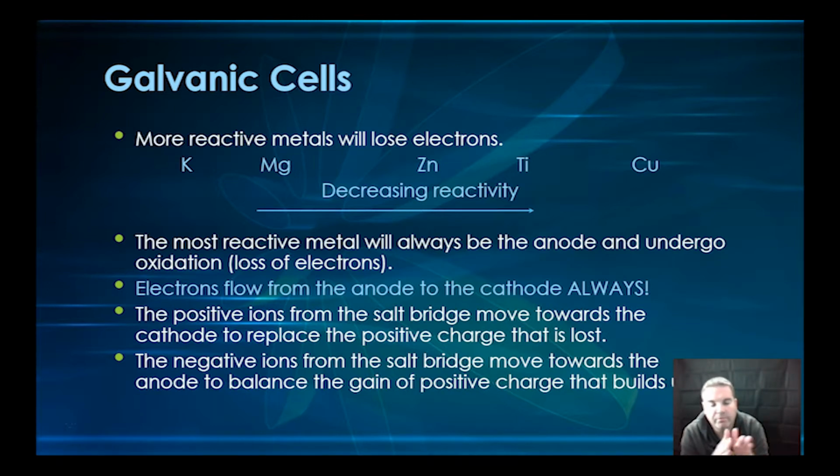So if you kind of work from francium in that bottom left-hand corner of the periodic table as you're looking at it, and then work out from there which one's closer to francium, that's a good way of indicating which one's most reactive. The most reactive one will be the anode and will undergo oxidation or loss of electrons always. Alright, and electrons will flow from the anode, where oxidation is, to the cathode.